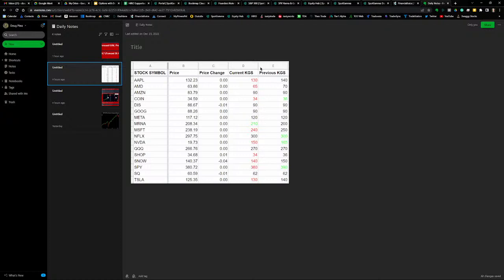So this is from this morning, and this shows the key gamma strike for yesterday, the previous key gamma strike, and then the current key gamma strike shows the key gamma strike from SpotGamma Equity Hub this morning, and I color code these. So a red number indicates that the key gamma strike decreased from the previous day, and you can see there are a lot of red numbers here. So this is just another piece of information, another starting point. So based on this, my initial outlook for the day was bearish.